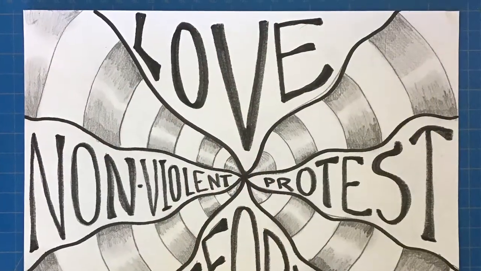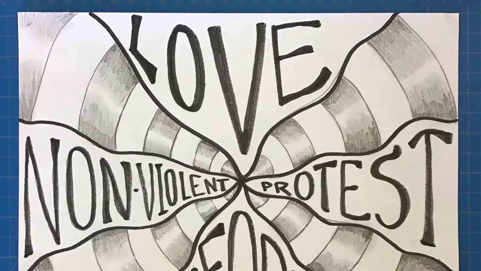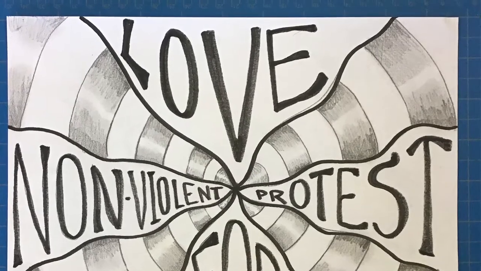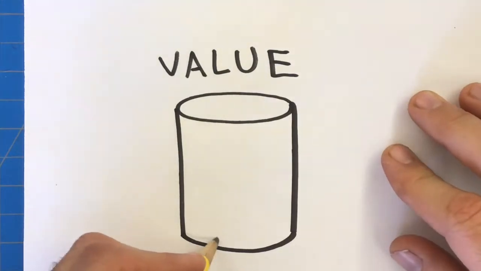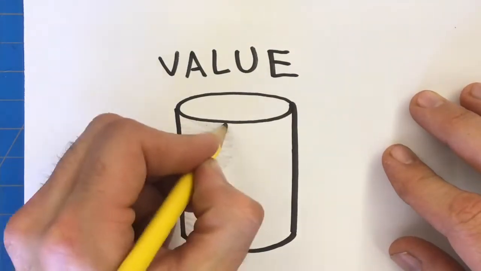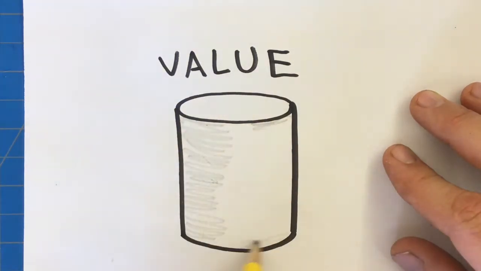We've been learning about op art, which was popular in the 60s, as was Dr. King, and we'll be talking about values like ideals, but we'll also be talking about value in the sense of shading. So I'm going to demonstrate here real quick what I mean. You've probably done this before.